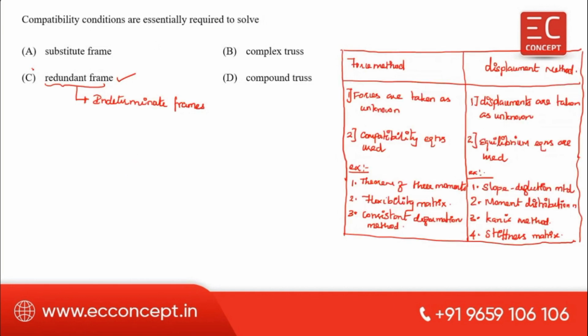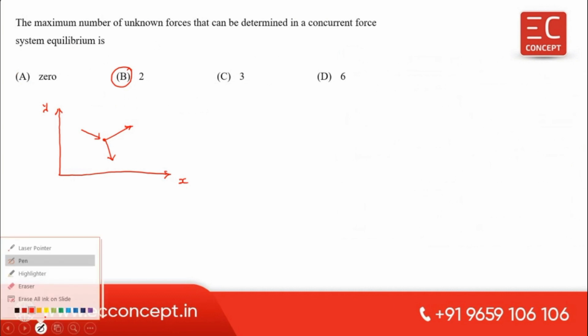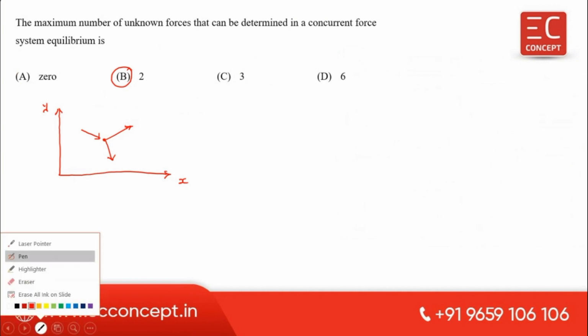Okay, so here it is B. How? You have to fix the system of forces on a Cartesian coordinate. This is your y, this is your x. At a point, concurrent system of forces means what? The n number of forces which are acting on a point. If a system of forces are acting on a single point, then we can call this the concurrent system of forces.